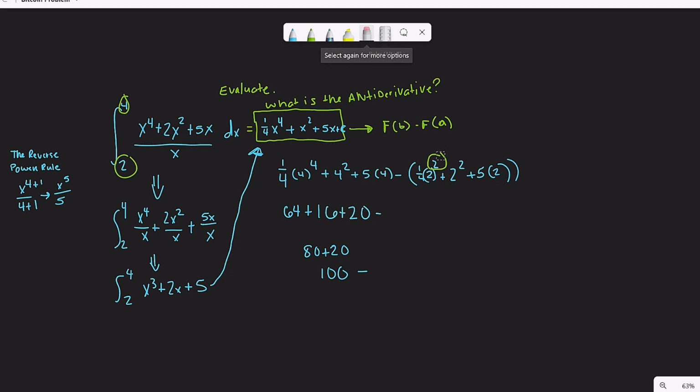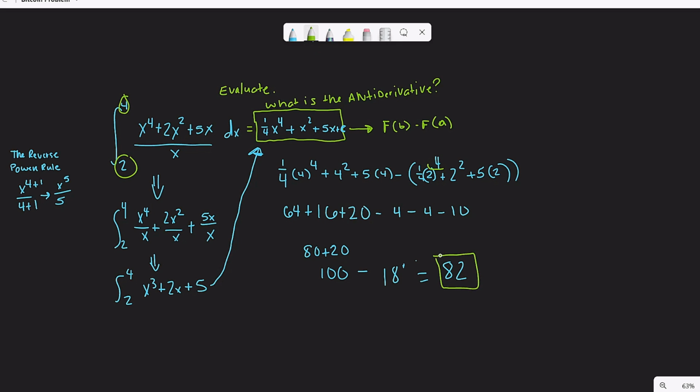So if we erase this and make this a 4, we get 2 raised to the 4th power is 16, divided by 4 is 4. So minus 4, minus another 4, minus 10, and that's minus 8. That's minus, I don't know what's going on. Minus 18, and that equals 82, which is the answer.